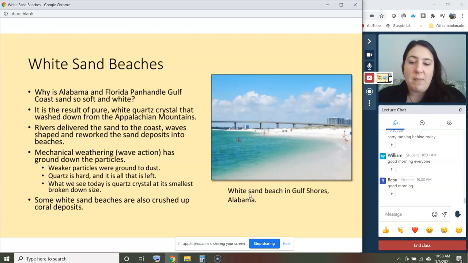Some white sand beaches are also crushed up coral deposits, but that's not what we see when we're looking at Alabama's white sand beaches.